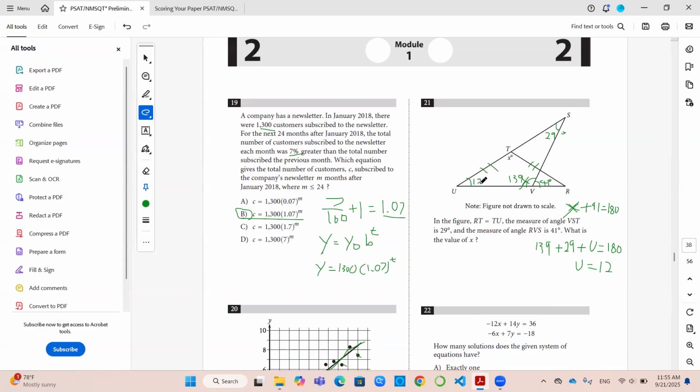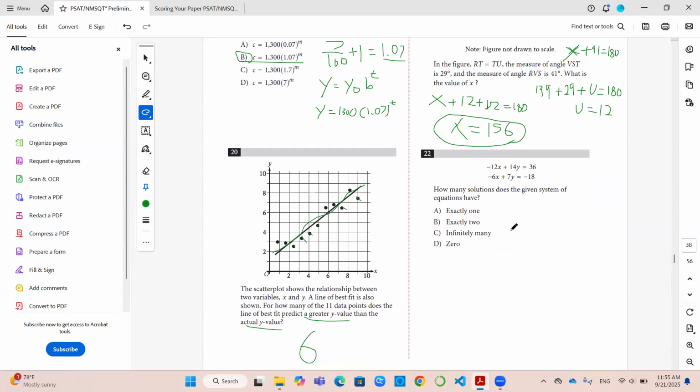And since UTR is an isosceles triangle, angle R is also 12 degrees. Now we can solve for X. What is X? X plus 12 plus 12 is equal to 180. Okay? So if I solve for X, it becomes 156. So 156 is the correct answer.